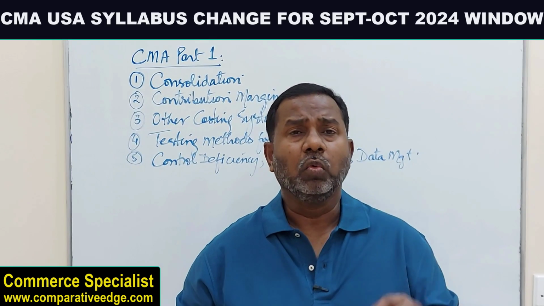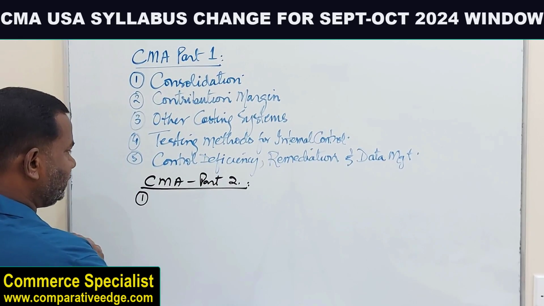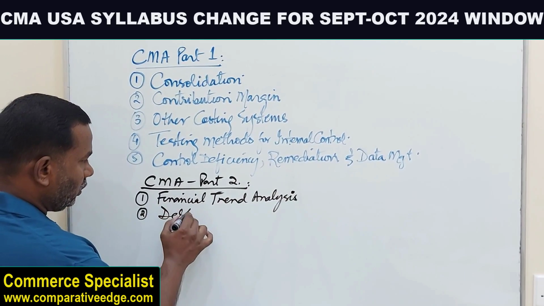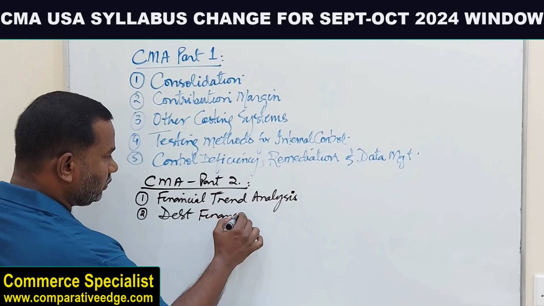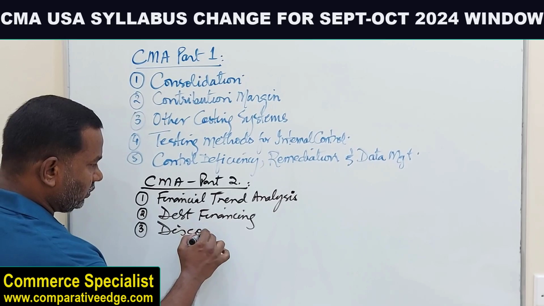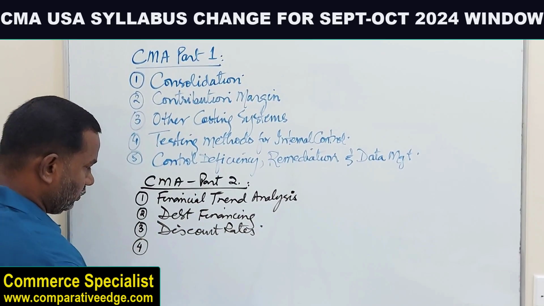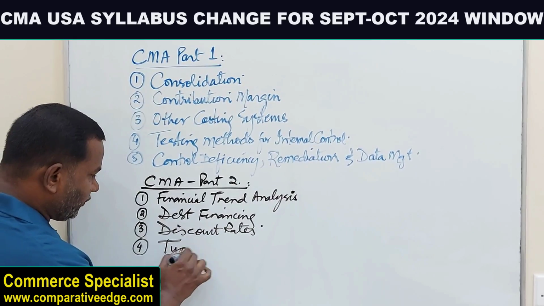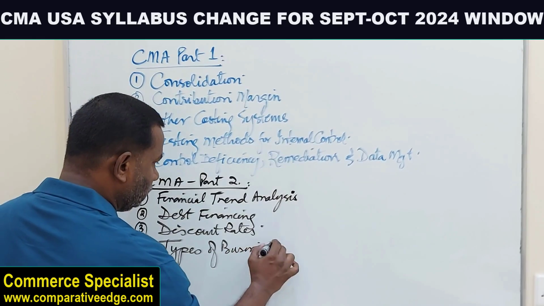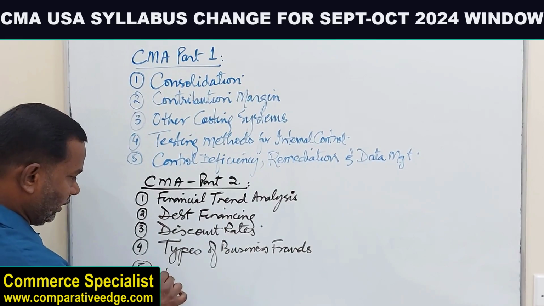Now let's talk about the topics which are added to CMA Part 2. The very first inclusion is financial trend analysis. Then we have debt financing, discount rates, followed by types of business frauds, and data ethics.